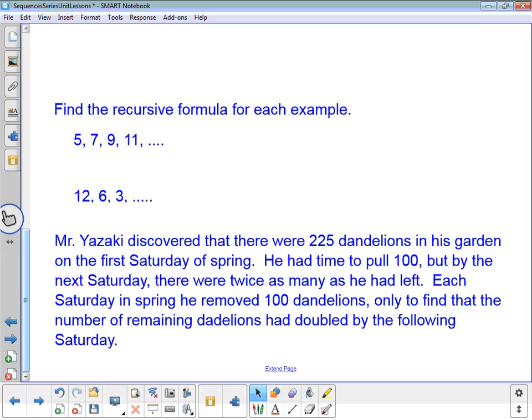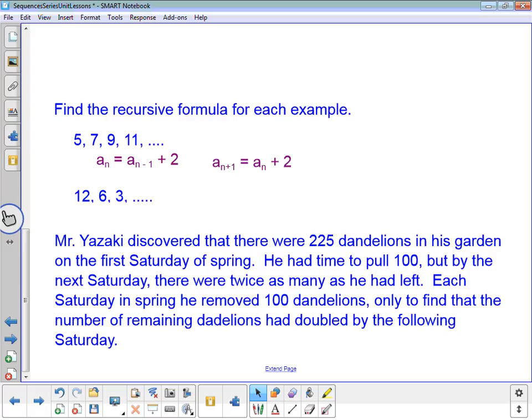Now the first one, 5, 7, 9, 11, we can see that's very much an arithmetic sequence. I am just adding 2. So if I want to find the next term, my a n plus 1, what I have to do is take my current term and just add 2. Now I can write it that way, or I can write it this way where the term I'm on is the previous term plus 2, whichever way you want to do it. Both of those are the recursive formulas for this arithmetic sequence.